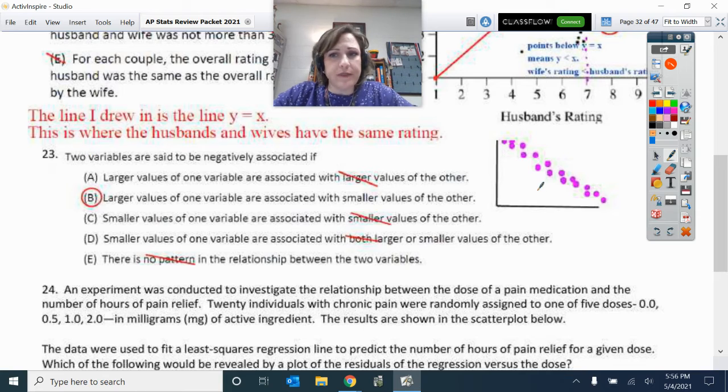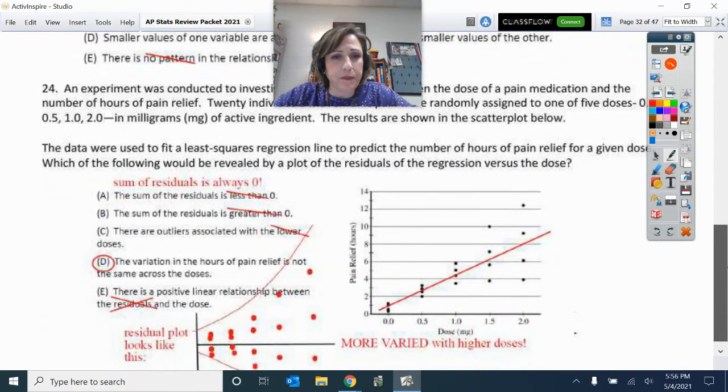Here, you've got to be able to visualize that relationship. Larger values of one variable, say the x, are associated with smaller values of the other, the y.